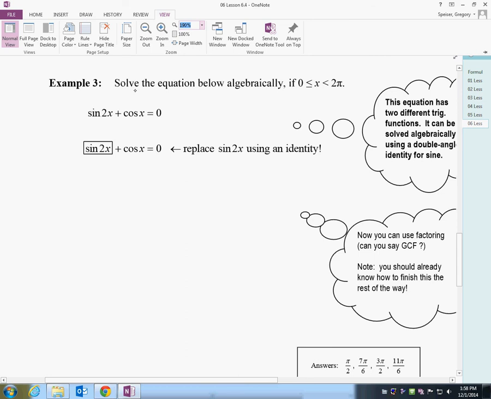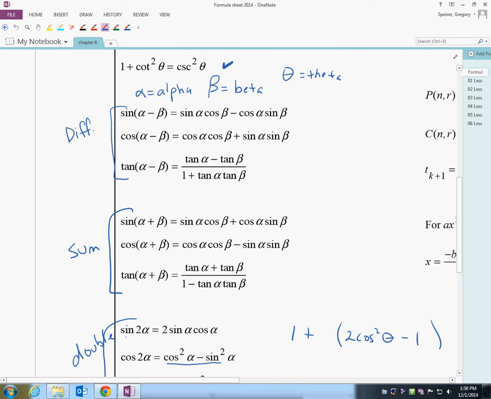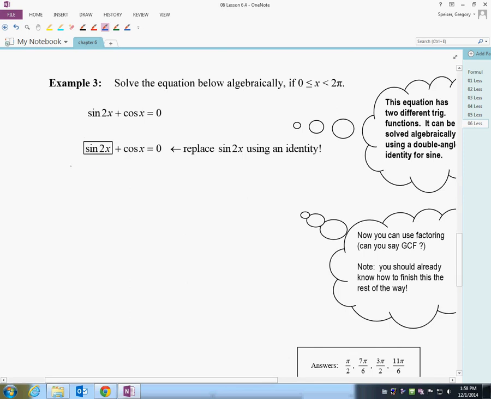All right, the first one says sine of 2x. I'm going to replace the sine of 2x using an identity. Now there only is one for sine of 2x. Sine of 2x is this one right over here. So it's 2 times the sine times the cos. So I'm going to go over here. I'll say 2 times sine x times the cos of x plus the cos of x is equal to 0.